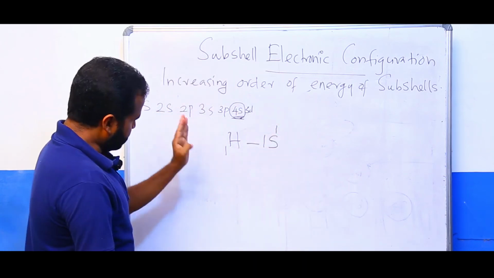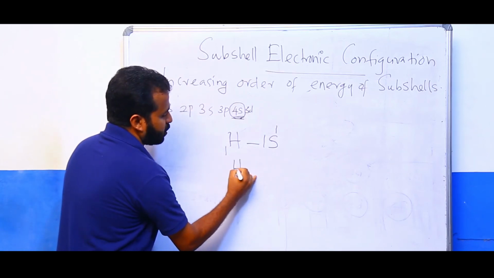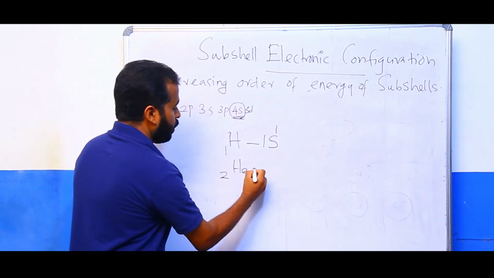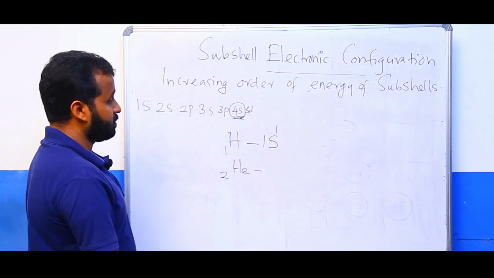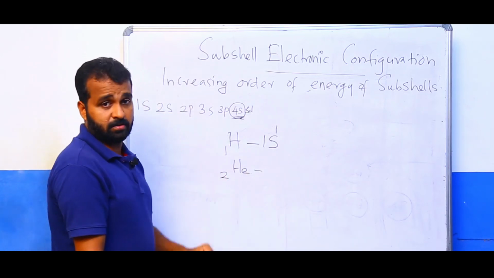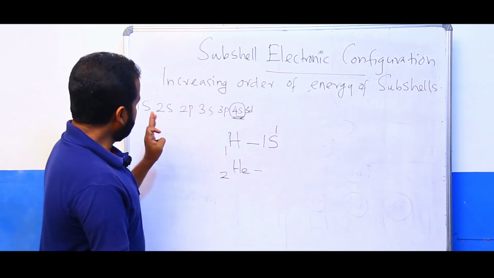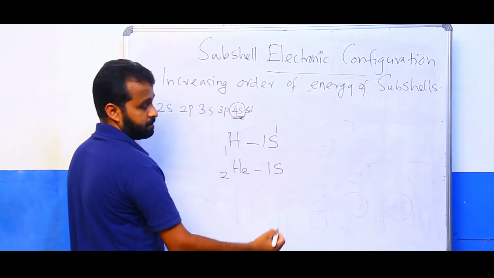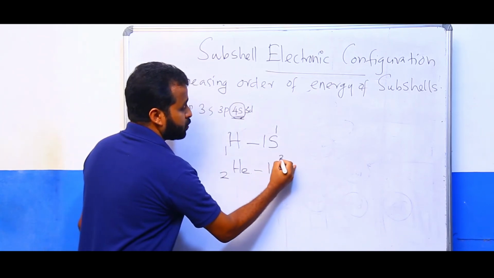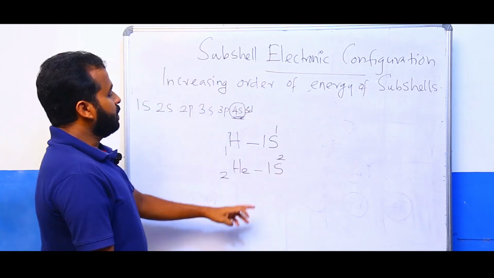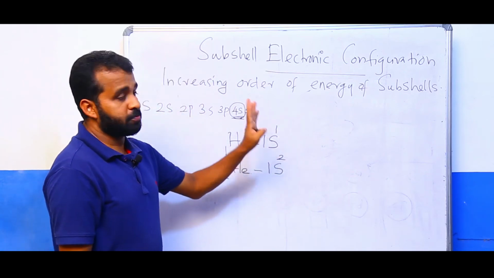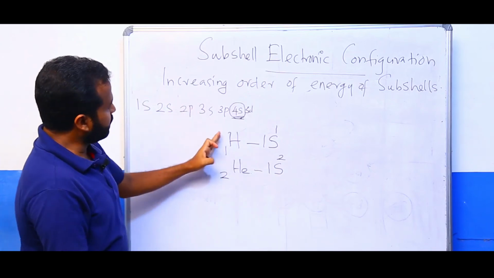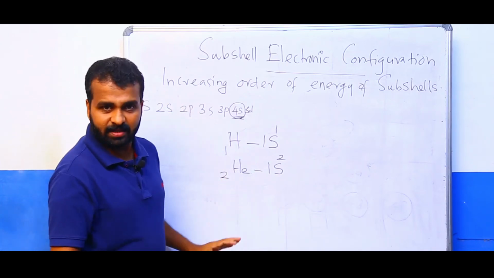Okay. The second element is helium with atomic number 2. How can we write the subshell electronic configuration? Helium has 2 electrons, so the electrons are filled in the first subshell, 1s. 1s2. Then the third one: hydrogen, helium, lithium, beryllium, boron, like that.